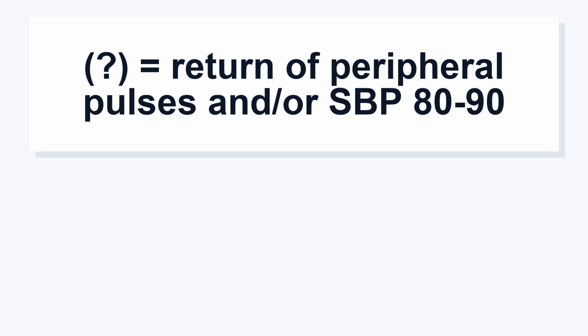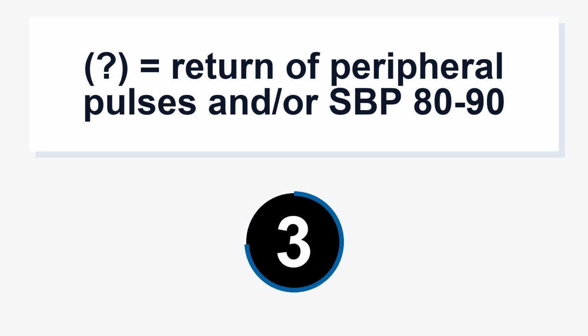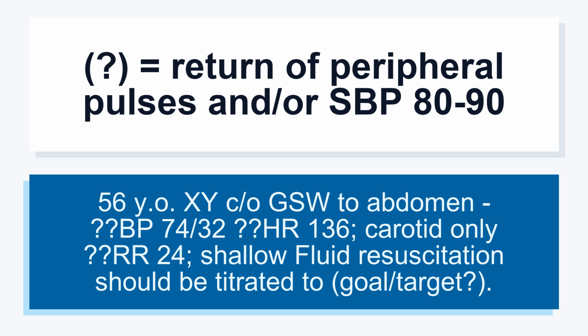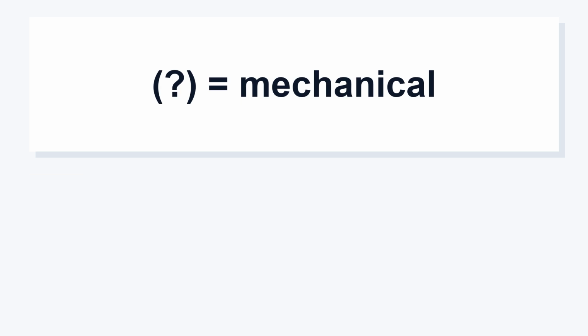You just placed an NPA and now notice mild nasal hemorrhage, so you, action, equals return of peripheral pulses N/OR SBP 80 to 90. 56 YOXYC/OGSW to abdomen, BP 74 over 30 seconds, HR 136, carotid only, RR 24, shallow. Fluid resuscitation should be titrated to, goal/target, equals mechanical.